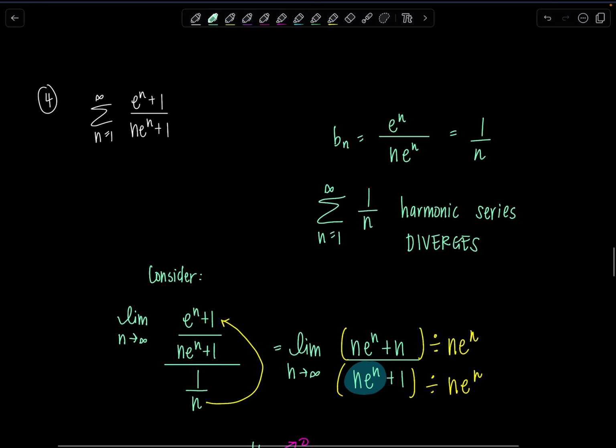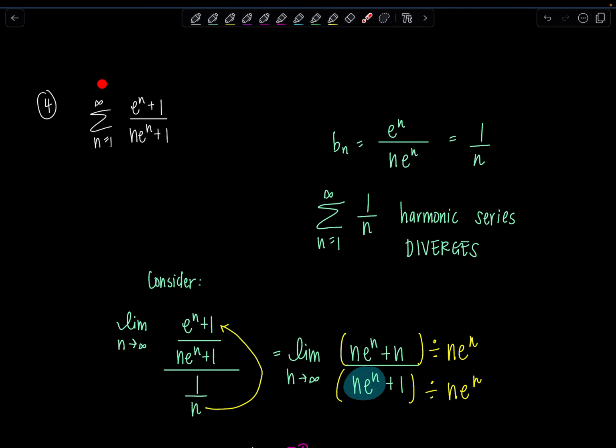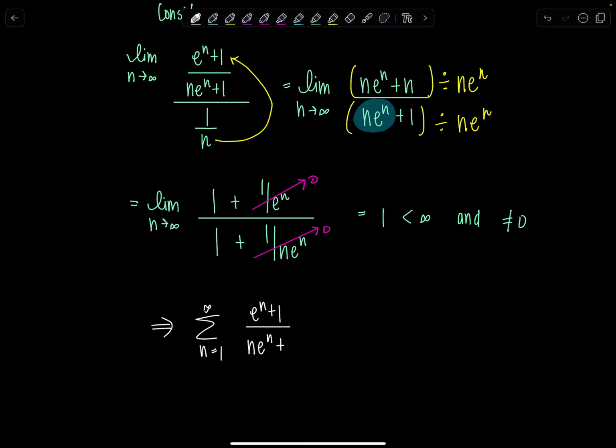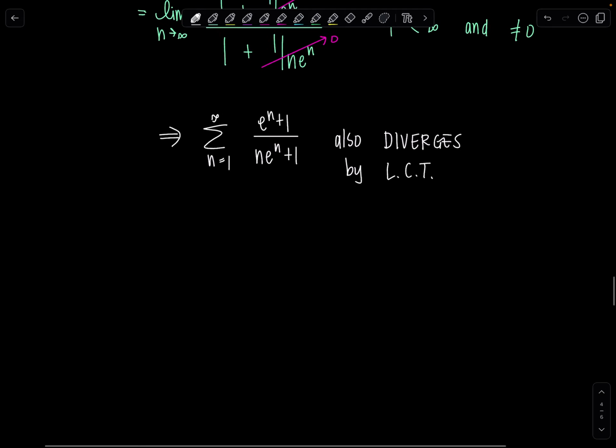So that tells me my series does the same thing as the one I compared it to. I compared it to a divergent series, so mine diverges also. So this means that the sum n equals 1 to infinity e to the n plus 1 over n e to the n plus 1 also diverges by limit comparison test. Okay? Good. I hope that one was fun. I have 2 more. Yes, I do.